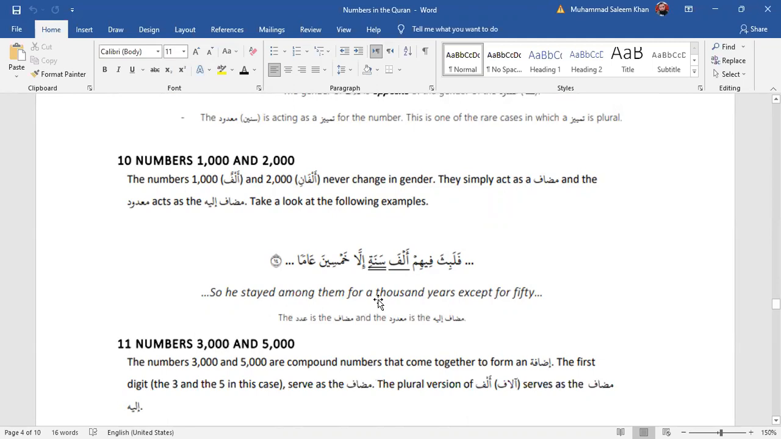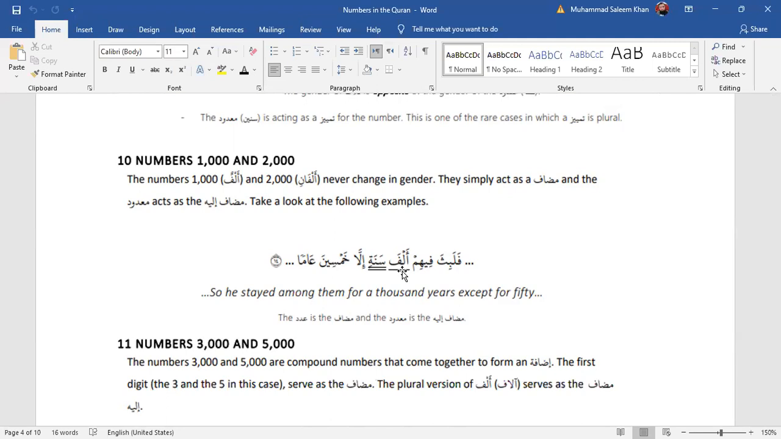950, is it? Yes. Then if we have 2,000 years, then? Alfan. Sir, the madud will be singular, majrur. That's right. Wherever you see alf and miya, the madud will always be singular and majrur. They have the same impact.